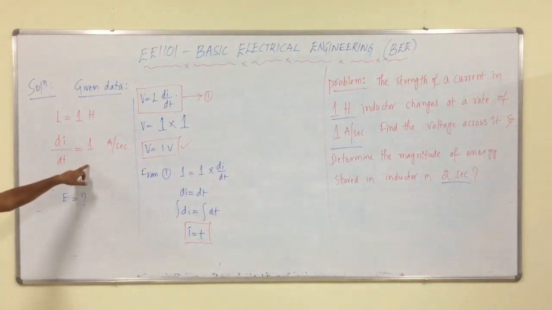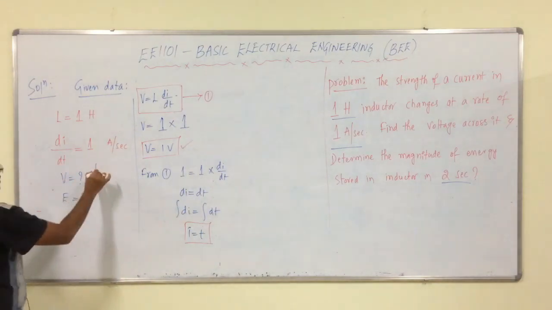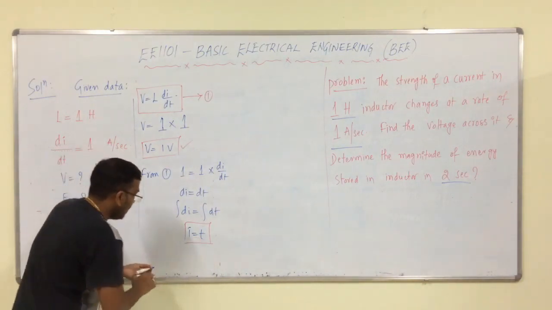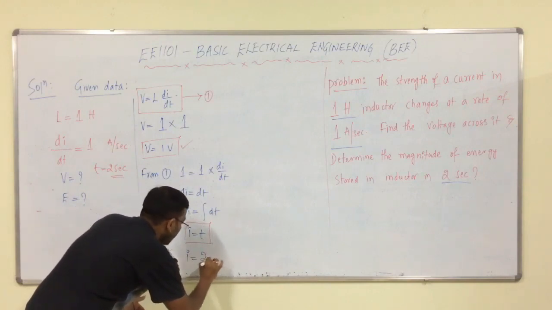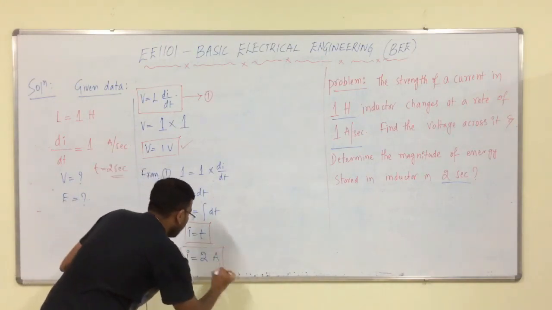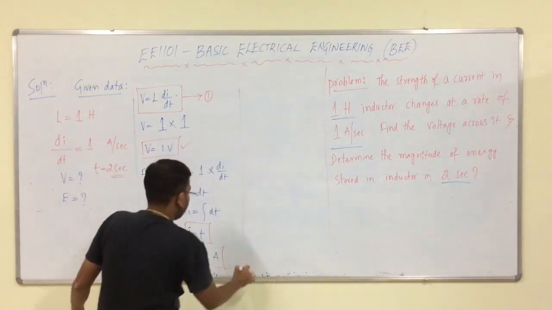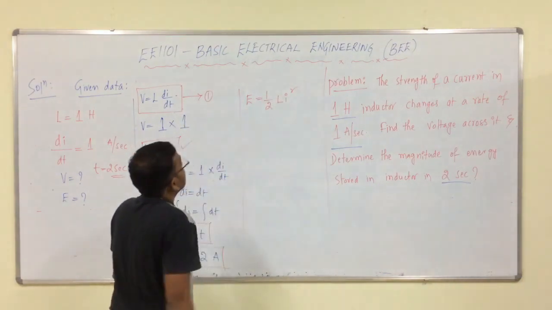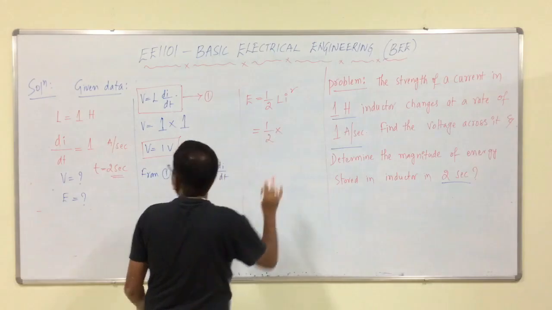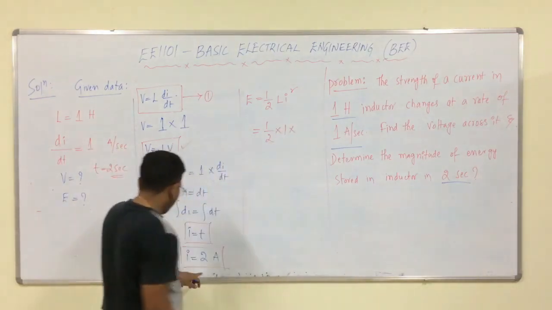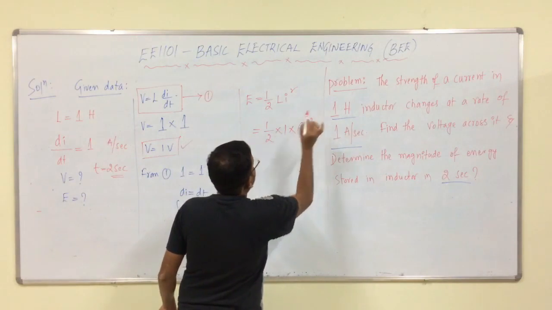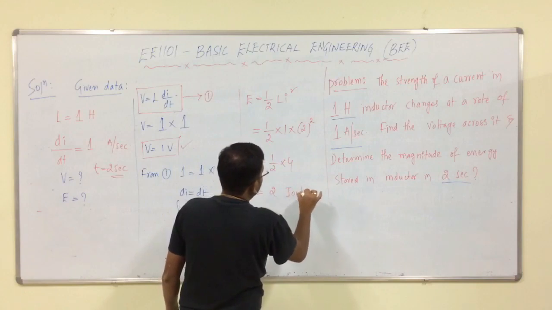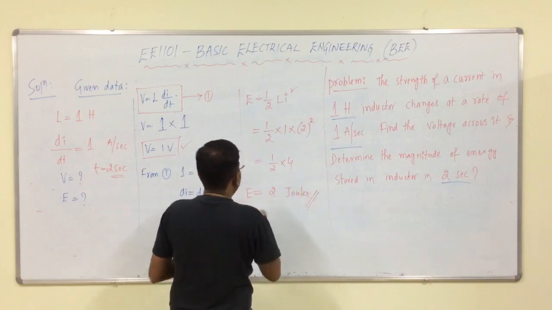Given t is equal to what? t is 2 seconds. But we are getting I is equal to t, therefore I is equal to 2 amperes. Clear? Now we are calculating energy. Energy is equal to what? Half L i square. So simply this is half, we know the value of inductance, that is 1, we know the value of current, 2 square, which is equal to 1 by 2 into 4, that is 2 joules.